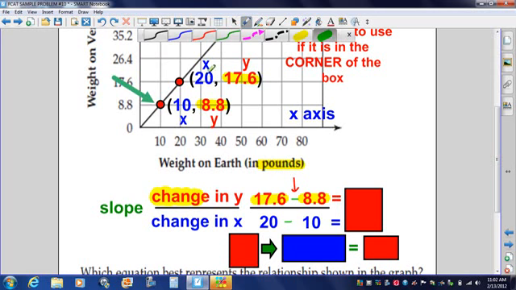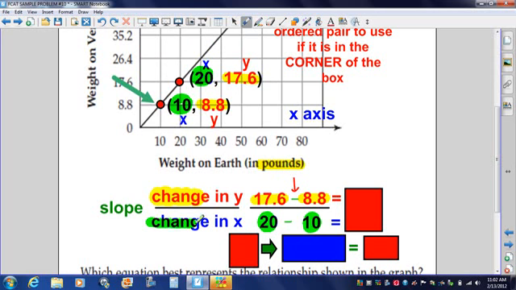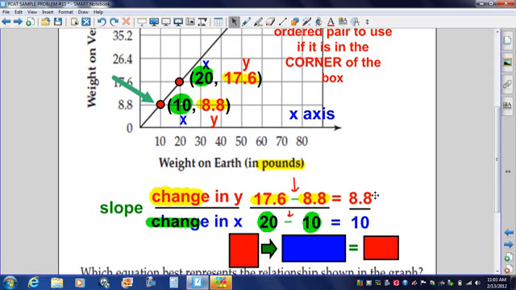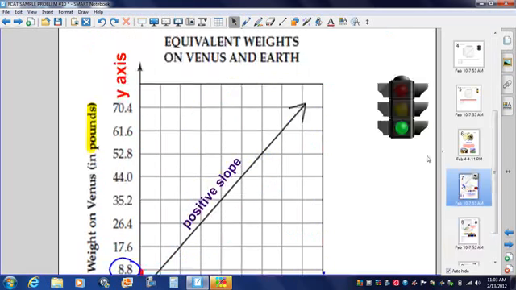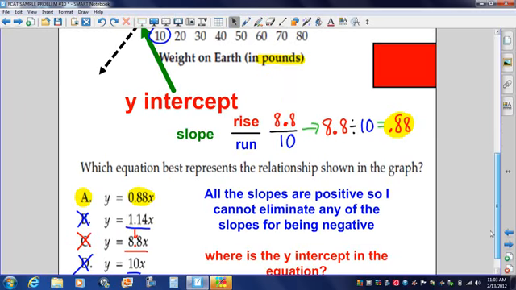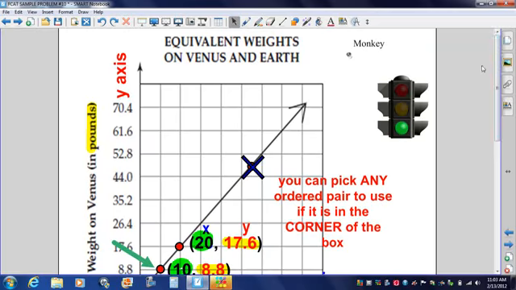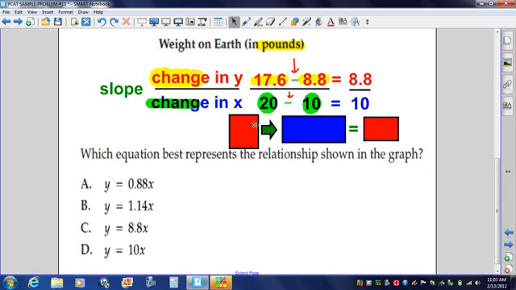So now I'll use my x. 20, 10. Change means subtract. So I'm going to subtract those. Please do it on your paper. When you do that, bada bing, bada boom, you should get 8.8 over 10. Well, that's really strange because we go back to the slide before. Look at that, 8.8 over 10. What a coinkydink. No, not really. It works both ways.